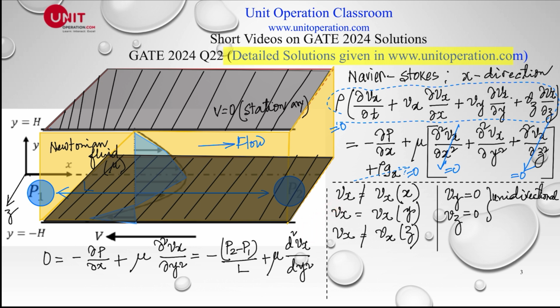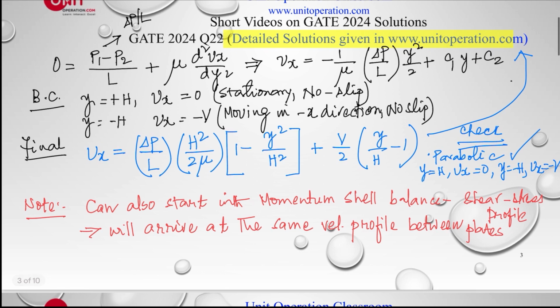And as I said, v is equal to 0 at y is equal to plus h, this is stationary, and at y is equal to minus h, this is equal to negative v. So if we go to the next part, this is my equation here, and if we make the integration, we get two constants because this is the second derivative.